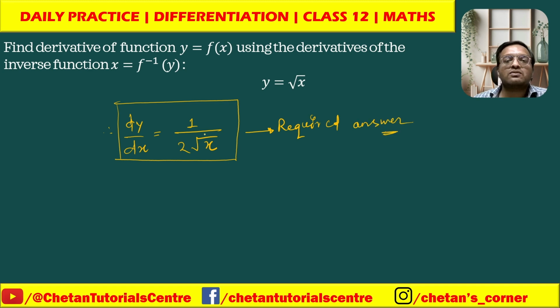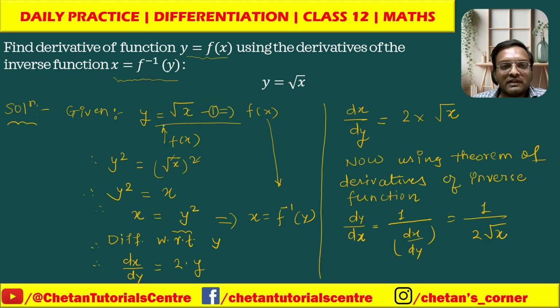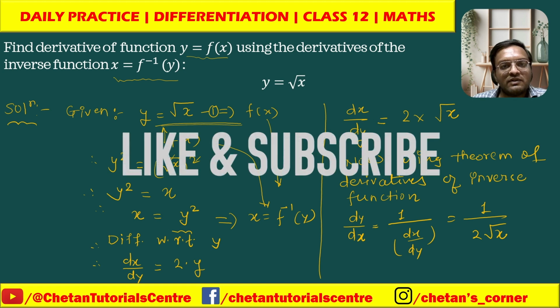I hope you have understood the approach that we use to solve this. First, we note down the function of x, and then we convert this function of x into function of y, and then we differentiate this function of y with respect to y, and then we get the value of dx by dy. Now using the theorem of derivatives of inverse function, we find the derivative of y with respect to x, which is equal to 1 upon dx by dy. And once we substitute the value of dx by dy, we get the value of dy by dx. In this way we approach this type of questions.